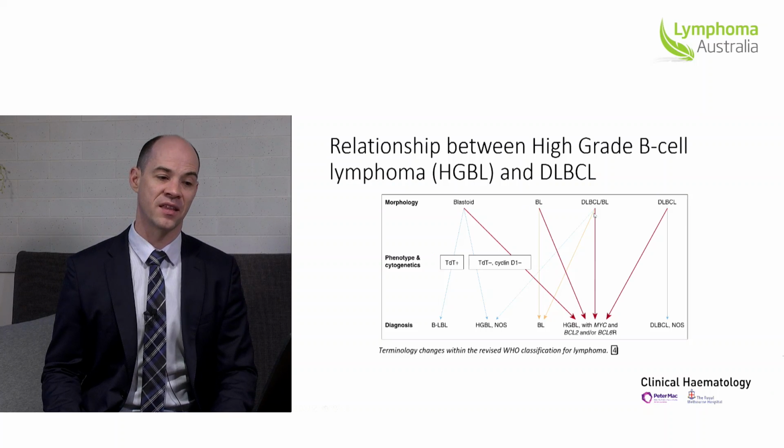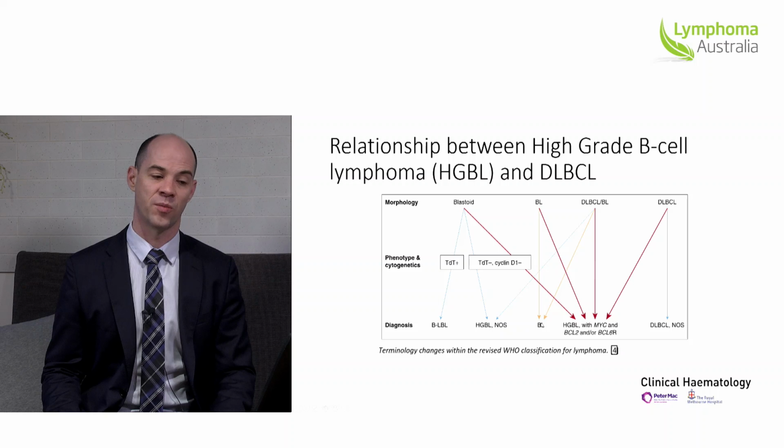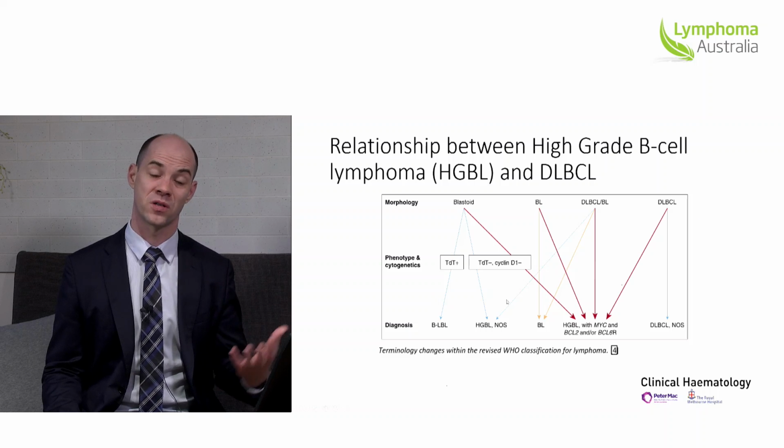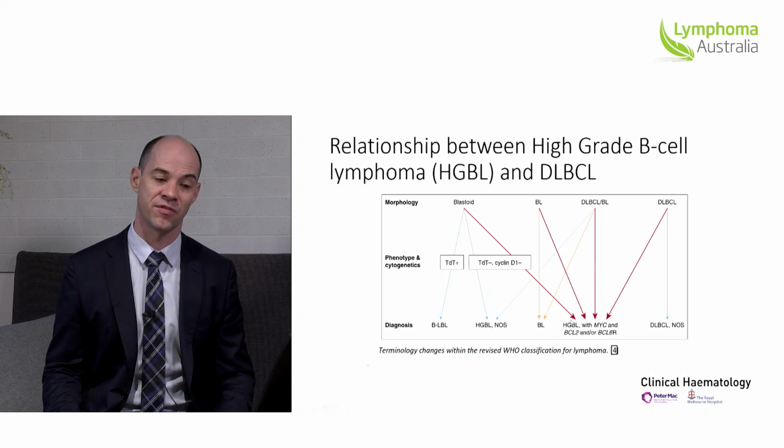And the other thing to know is that there's this other entity called high-grade B-cell lymphoma, and this term high-grade B-cell lymphoma has now become a bit of a dumping box. When someone has diffuse large B-cell lymphoma with double hit, it's now called high-grade B-cell lymphoma with MYC and BCL2 rearrangements, a very mealy-mouthed title. And so for the purposes of this talk, I'm just going to call it double-hit lymphoma.